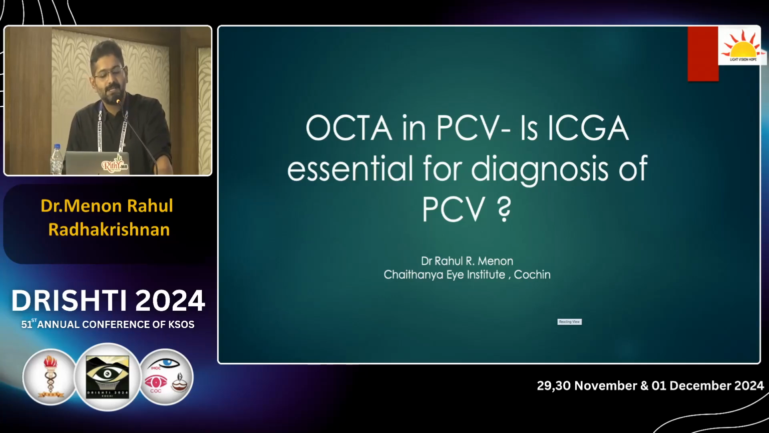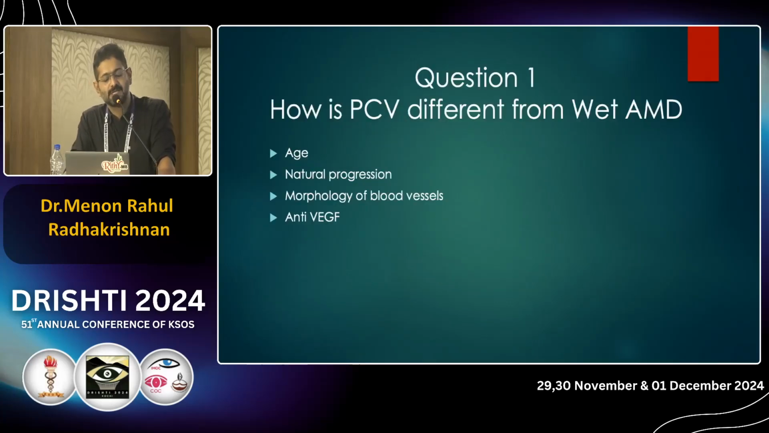So OCTA and PCV: is ICG absolutely essential for the diagnosis of polypoidal choroidal vasculopathy? So I pondered over it and came up with a few questions. So the first question is, how is PCV different from wet AMD?